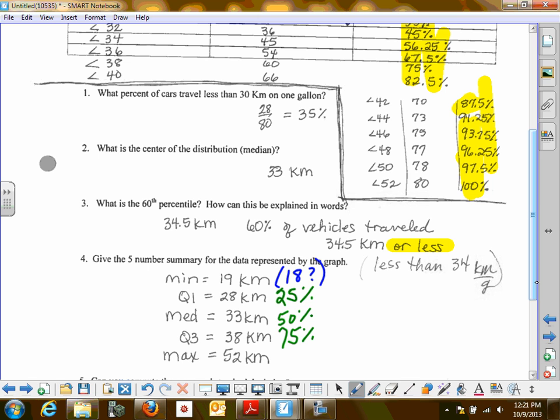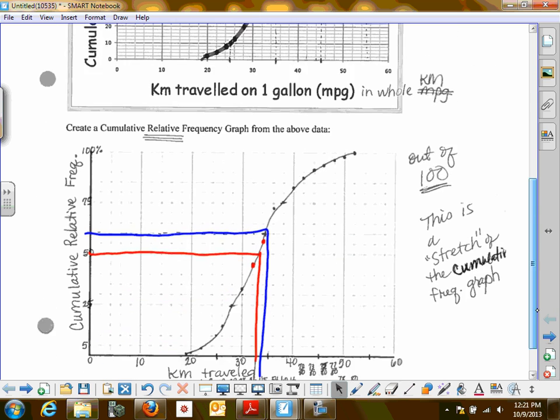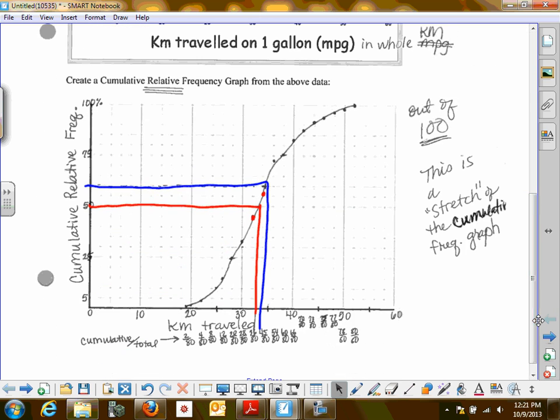How do you find the center of this distribution? You're going to look at the what? The median, which is located where? At the 50% mark. That's what I was going for. So I have that marked here in red. You can see that you would go across here to the mark and see what that is, and that's about at 33.